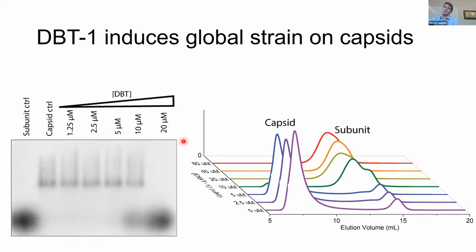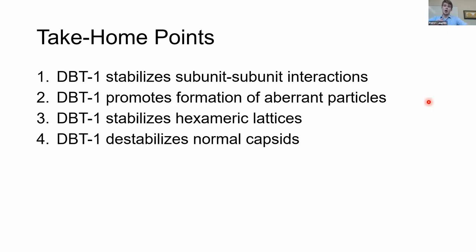When I take these very same conditions and I inject them over a size exclusion chromatography column, we see that as we keep adding more and more DBT, our core protein starts to have a later and later elution time, indicating these capsids are falling apart. So synthesizing all this information together, we learned that DBT1 enhances subunit-subunit interactions to promote the formation of aberrant particles, and it does this by stabilizing hexameric lattices. However, while DBT1 stabilizes subunit-subunit interactions, this will cause a global strain on a capsid that will cause it to rupture with a high concentration of drug.